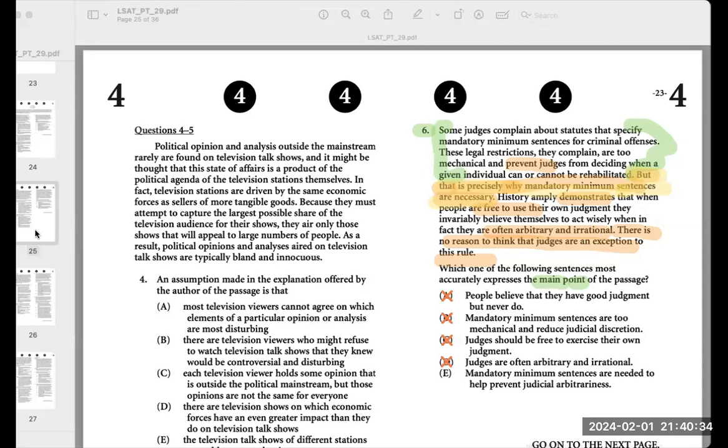Okay. So that best expresses that middle sentence. Mandatory minimum sentences are needed to help prevent judicial arbitrariness. So why is it necessary? Because it prevents judges from deciding on a case-by-case basis. And their decisions, just like anybody's, are often going to be arbitrary. So yeah, I would go with E here.